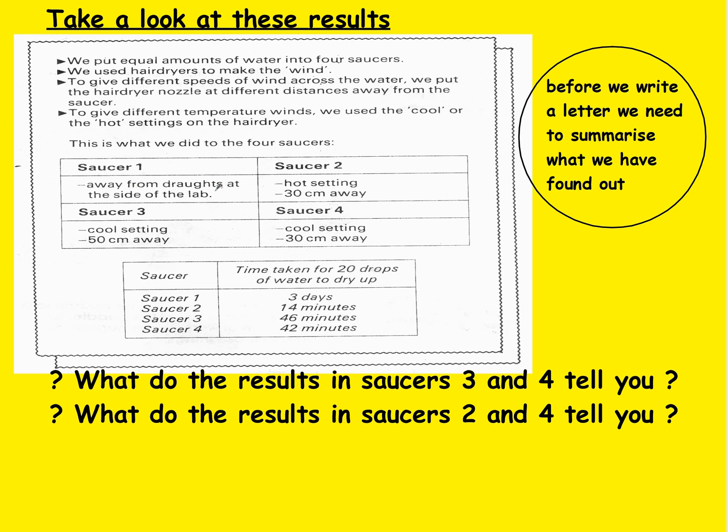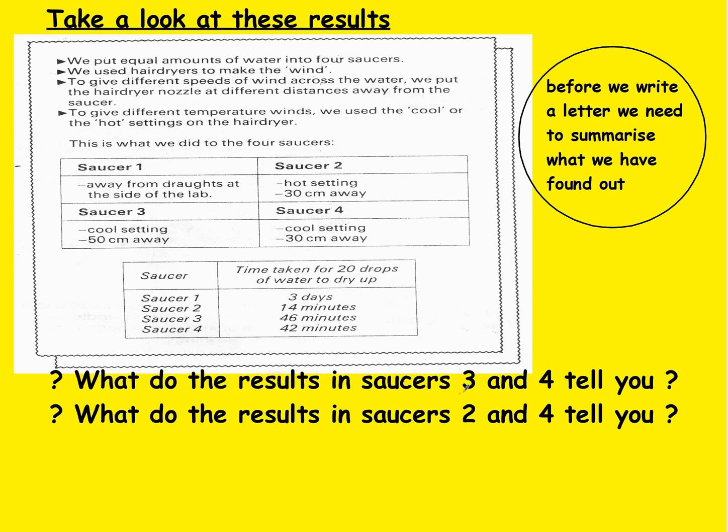So this is what they did to the 4 saucers. Saucer 1 was away from the drafts at the side of the lab. Saucer 2 was on the hot setting of the hairdryer 30 centimetres away. Saucer 3 was on the cool setting 50 centimetres away, and saucer 4 was on the cool setting 30 centimetres away. This is what they found out. The time it took for 20 drops of water to dry up. The longest was 3 days in saucer 1. Then the next was saucer 3. Then saucer 4. And the fastest was saucer 2.